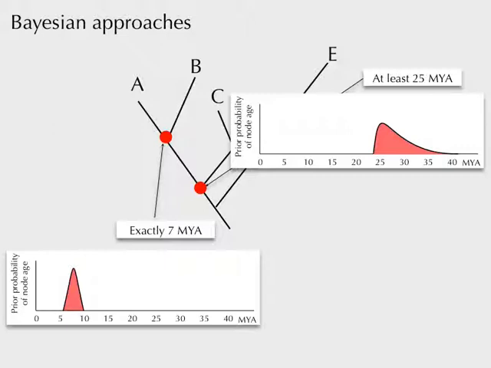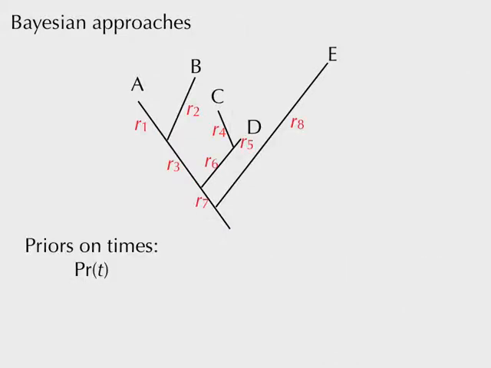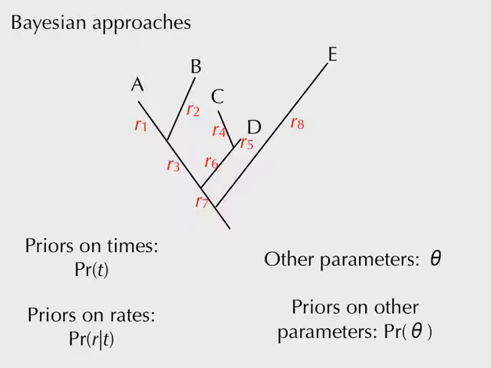There are some objective methods, but people don't use them much. It's still Bayesian: get a prior, go for it. You can get a prior on times as well, and also a prior on rates. You also have other parameters in the model. Get a prior on those too.